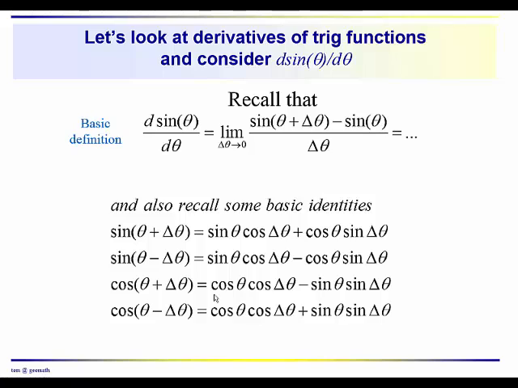You'll remember these identities from your trigonometry class. We see that the sine of theta plus delta theta is equal to the sine of theta cosine delta theta plus cosine theta sine delta theta, and so on for the cosine of theta minus delta theta, sine of theta minus delta theta, cosine of theta plus delta theta. So this is obviously the relationship that we want to use up here in determining what this derivative is.